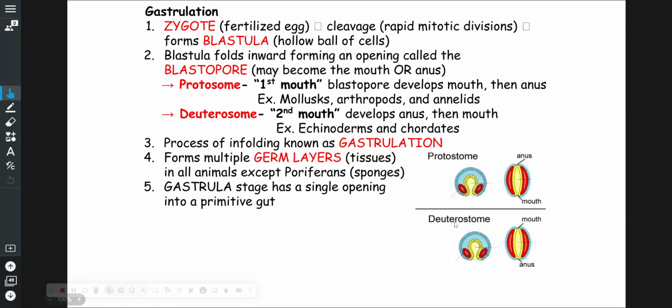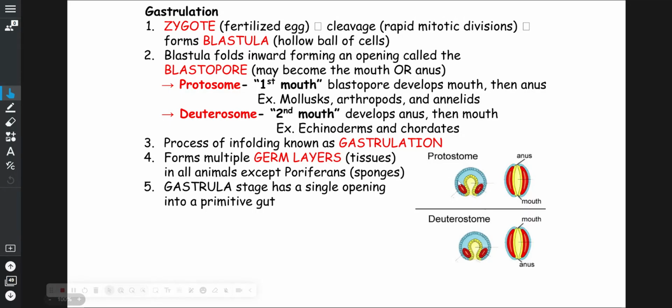Okay, so the process of folding in here to form what's going to be a digestive tract is called gastrulation. So that G-A-S-T-R should be familiar to you, kind of means stomach. So this is how the digestive tract, the stomach, forms. And that folding in is what's going to make the different germ or tissue layers. And those are represented here by the 3 different colors, blue, red, and yellow. And this happens in all organisms except Porifera, except the sponges.